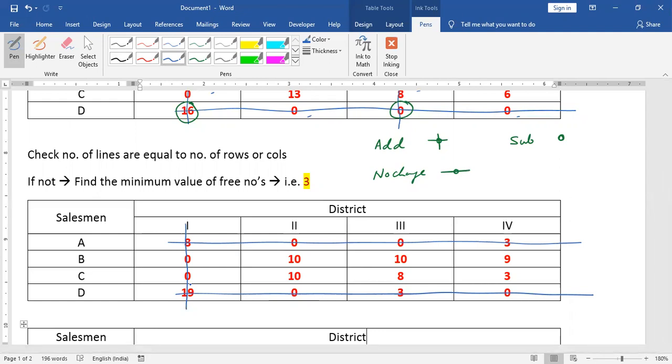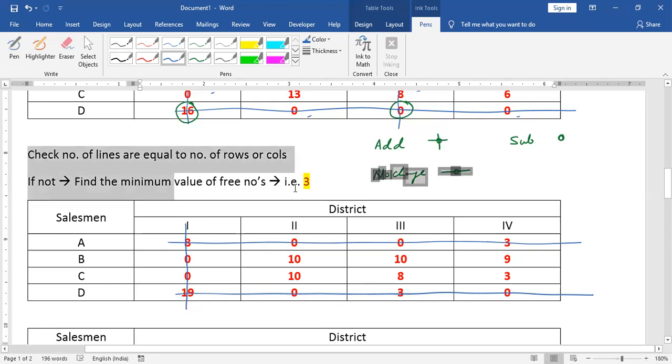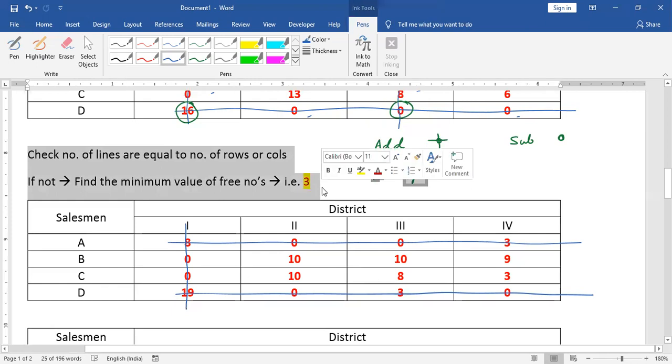So I'll do the same step, because the number of lines is not equal to the number of rows and columns. So I'll do the same thing.